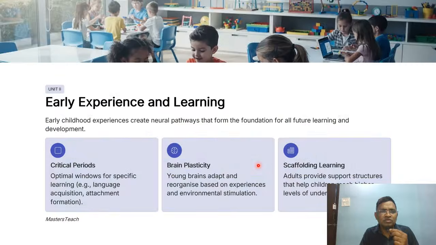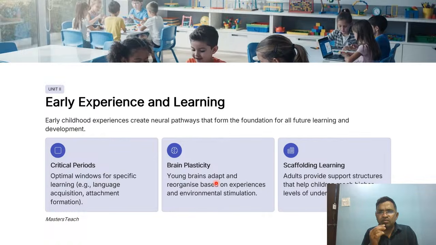Then it comes to early experience in learning. Okay, here, it is a critical period, brain plasticity, and scaffolding learning. So early childhood experience creates the neural pathways that form the foundation of all future learning and development. So here, critical period, brain plasticity, and scaffolding learning.